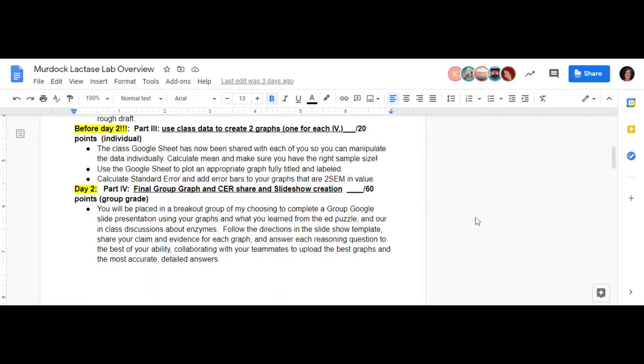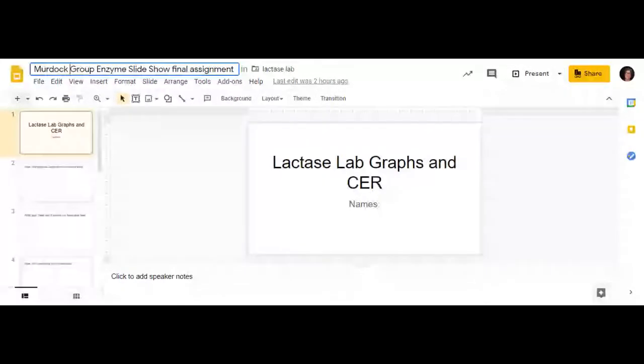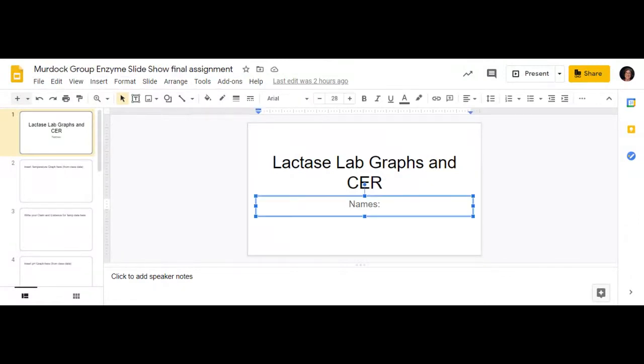So let me just show you what that Google slide template is going to look like, exactly what you're going to get uploaded for you for next Wednesday that you'll work on with your group. So I'll share that. Okay, here it is. This is what it's going to look like. You should be able to see that now. Yes. So, Lactase Lab graphs and CER. You're going to type your names here. When you get into your group, you're going to type everybody's name, first and last, please, because sometimes there are last names that are the same, and I need to know who you are.